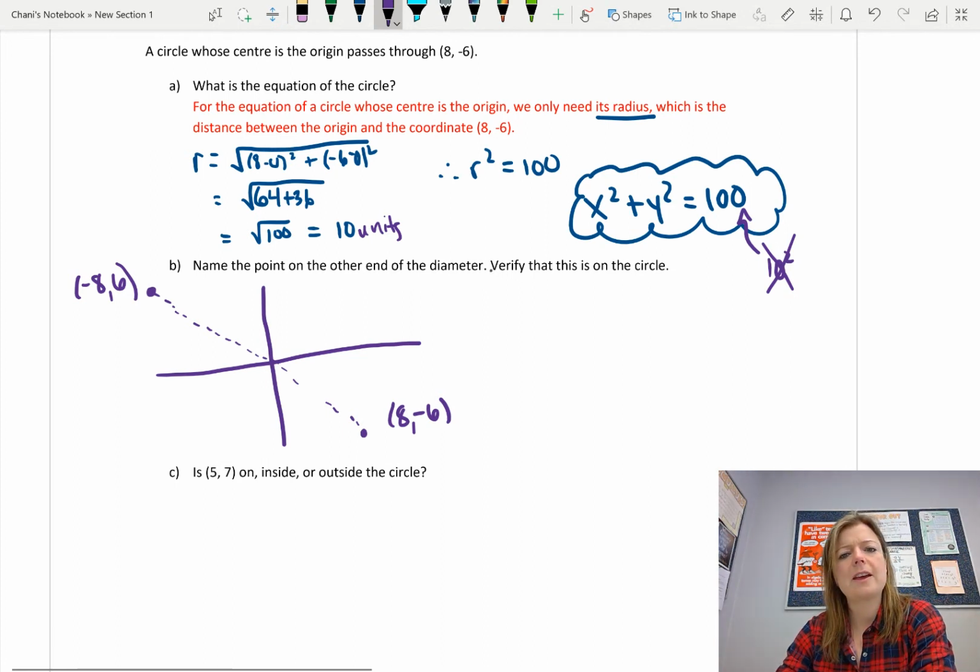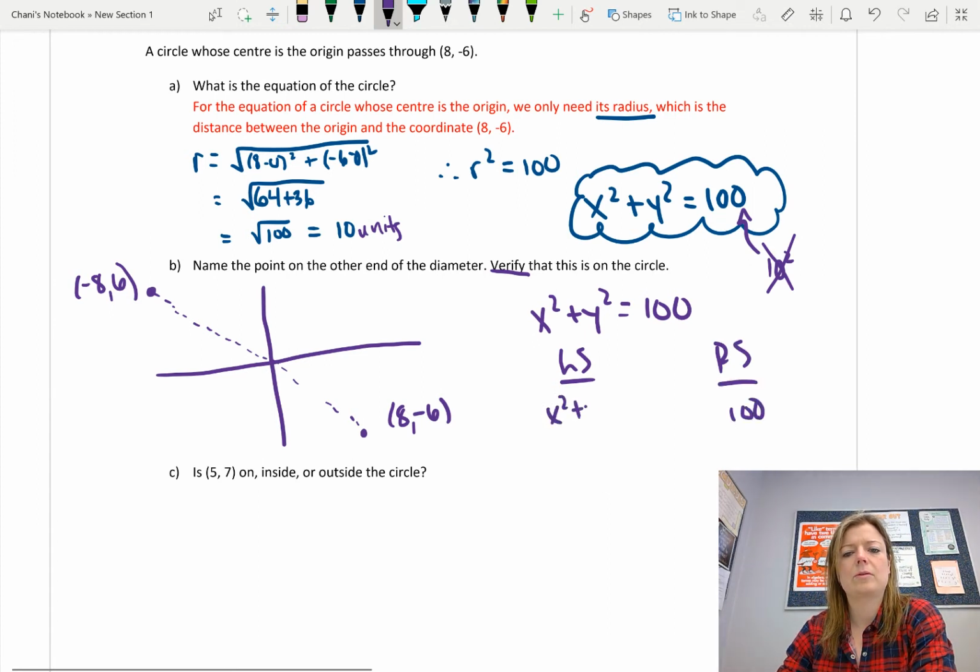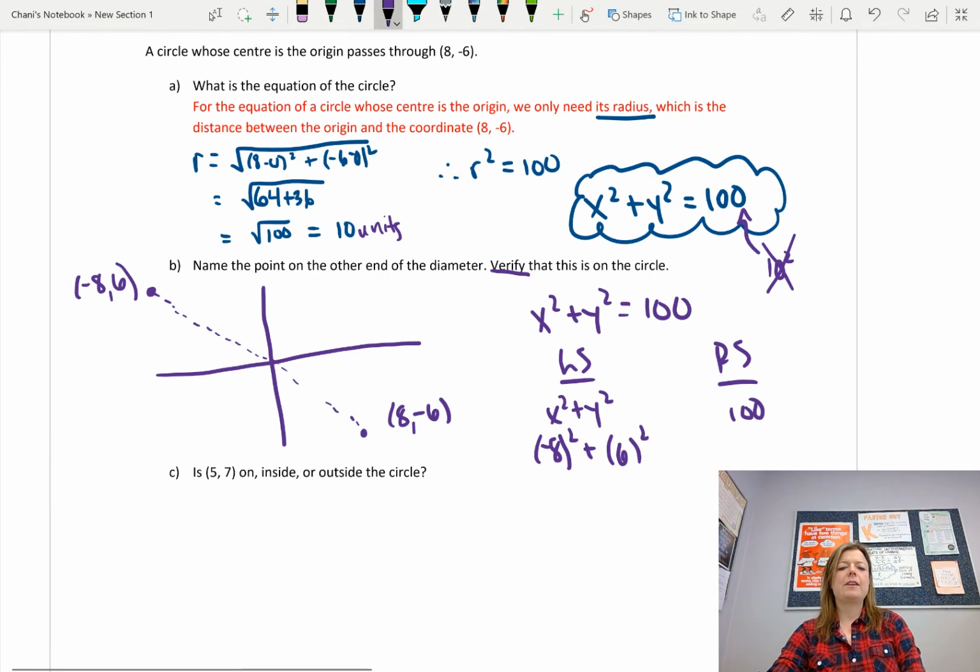Okay, to verify that it's on the circle, we just want to show that it satisfies our equation. And we do that by setting up left side and right side. So we just sub in our -8 and our 6. Make sure that your negative is in brackets and the squared is not. Okay, you're subbing in -8 for x, so you squeeze that, you hug it with the brackets to give +64. Otherwise you wouldn't get this to work.